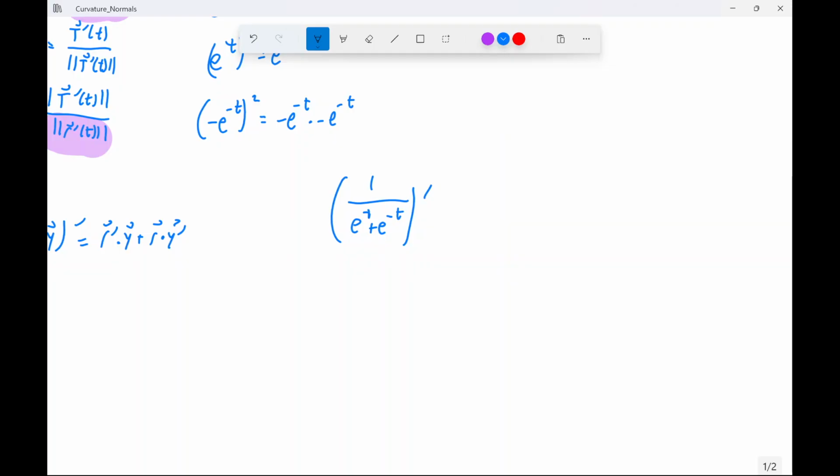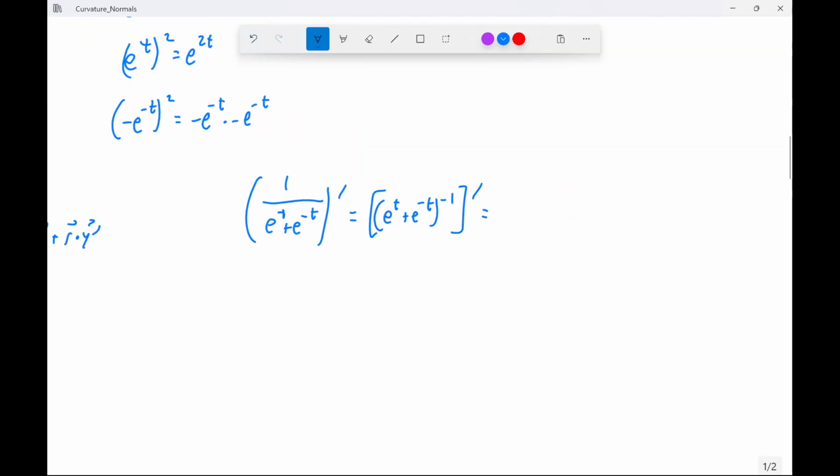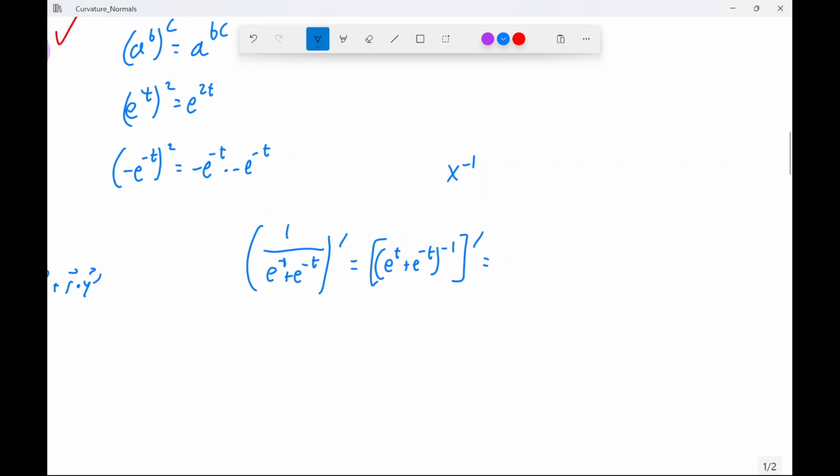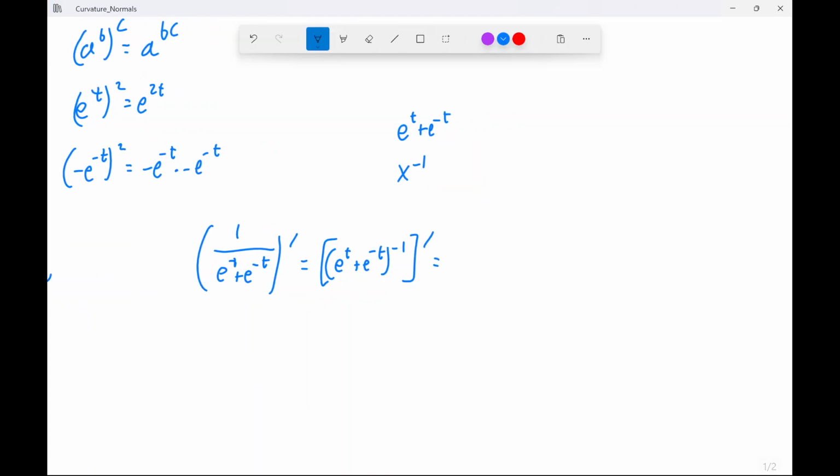Okay, so this is equal to e to the t plus e to the negative t, to the negative 1, prime. And so I'm going to do the chain rule on this. My outside function is x to the negative 1, and my inside function is e to the t plus e to the negative t. The reason I'm splitting it up like this is because I know how to take the derivative of each of these individually.